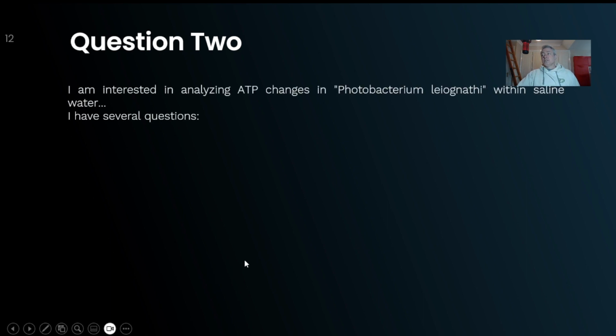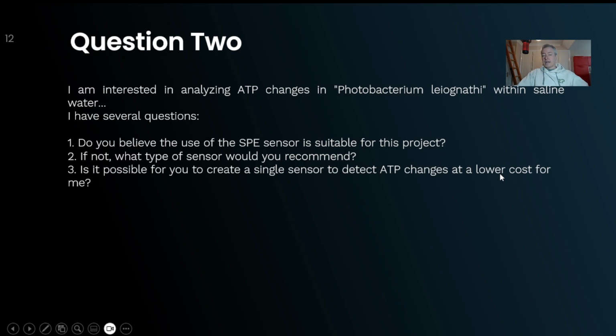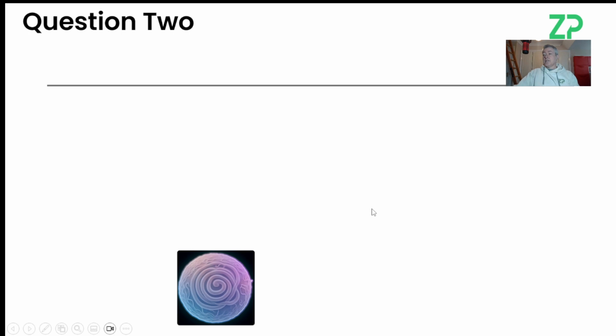Question number 2. Guy wants to detect ATP. Adenosine triphosphate is a biomarker for bacteria, and here he's got Photobacterium leiognathi. I hope I pronounced that correct. I do think SPEs or screen printed electrodes are suitable. I will recommend our gold electrodes. And as I say, ZP is probably too high a cost center. We would generally run with larger budgets with clients.